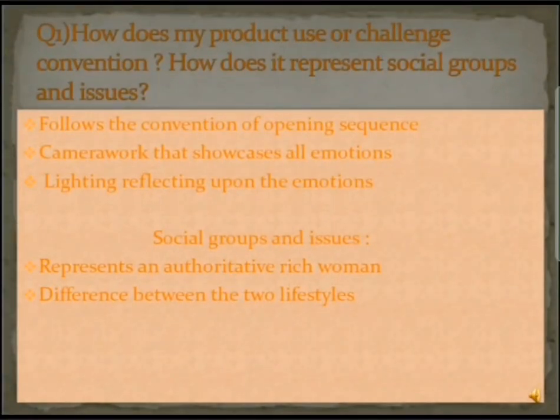Let's answer the second part of the first question, which is about social groups and issues. To answer this, I would combine both the bullet points so that I could explain it better. My product shows the differences between the lifestyles of the rich and poor people. It shows the struggles of the poor house help to earn a living and the ungratefulness by the rich arrogant lady, and how she uses her power of money to look down upon her house help as an inferior creature.